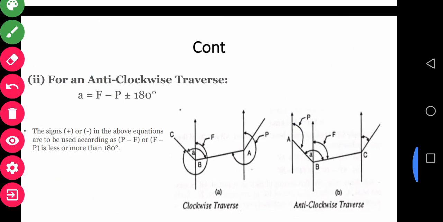And if you want to use a formula, then we can use this formula: A equals F minus P plus or minus 180 degrees. Here the signs are used accordingly, when the angle coming is greater than 180 degrees or less than 180 degrees. So this was all about the calculation of the included angle, like how we can find the included angle if the bearing of the previous line or forward line is given. Thank you.